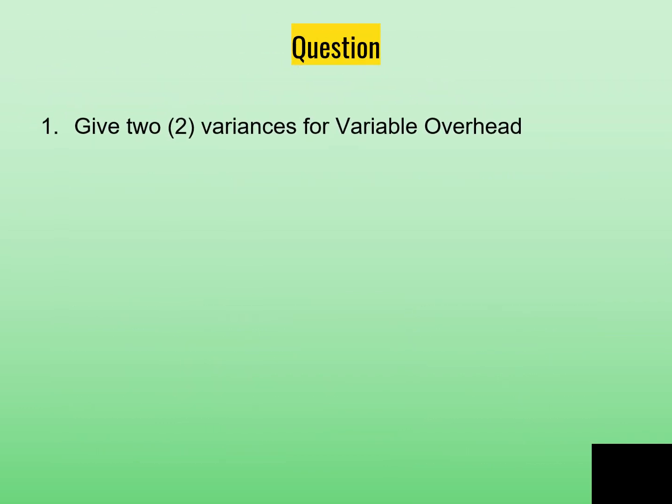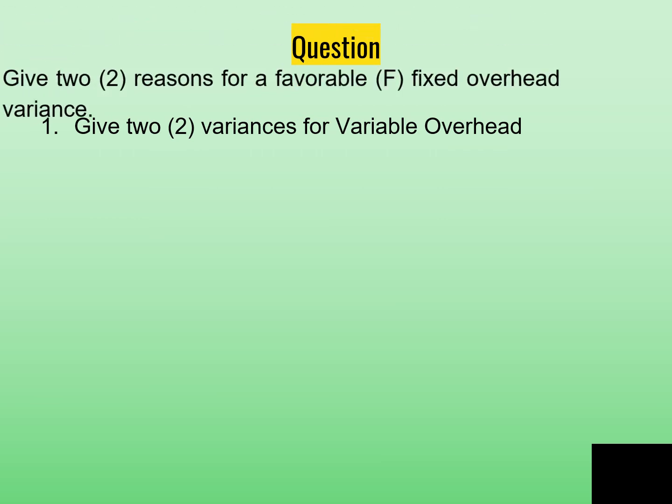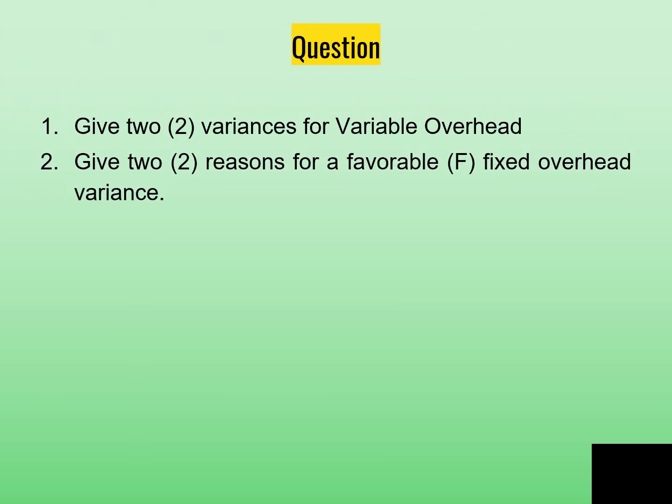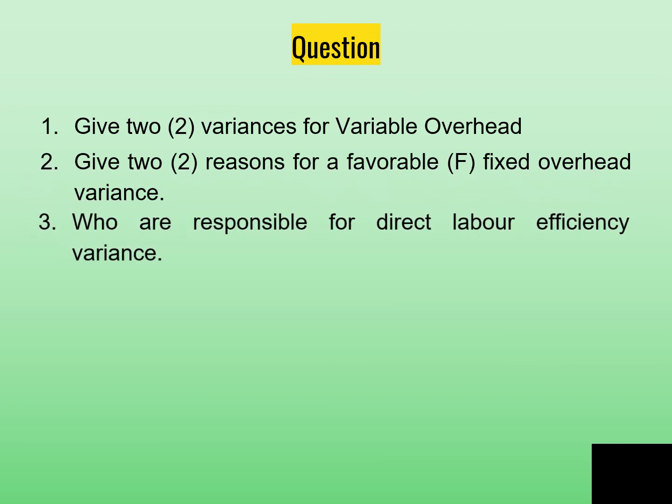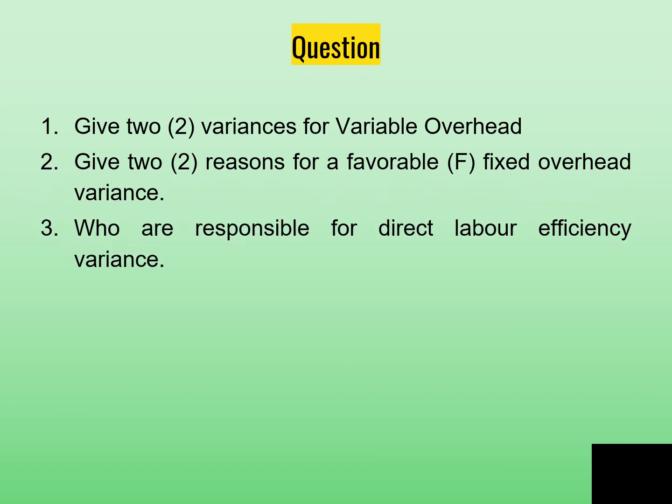Please answer this question. Number 1, give 2 variances for variable overhead. Number 2, give 2 reasons for a favorable fixed overhead variance. And number 3, who are responsible for direct labor efficiency variance.